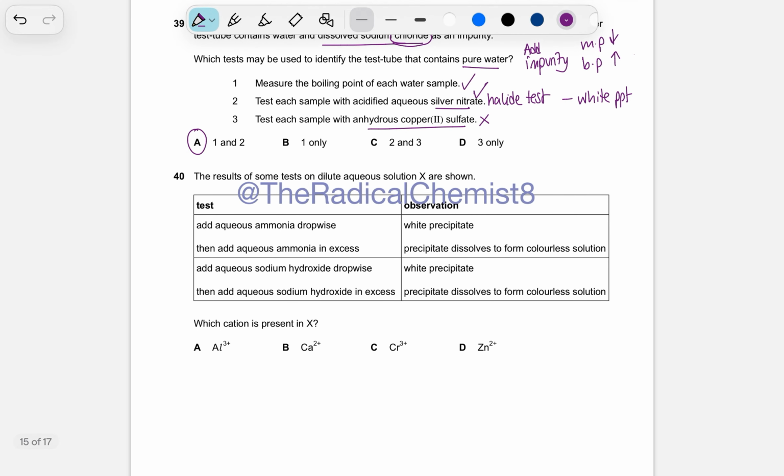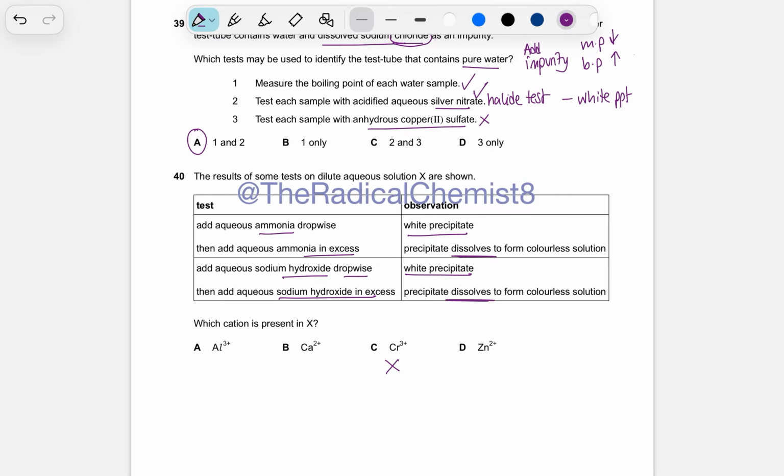And lastly, the results of some tests on dilute aqueous solution X are shown. So these are normally the qualitative analysis tests given in the paper 6. So it says which cation is present in X. So your tests are ammonia dropwise and in excess, sodium hydroxide dropwise and in excess. So the fact that you've got white precipitate rules out C because chromium is a transition metal. Transition metals normally give colored precipitates. And then it says in ammonia your precipitate's soluble in excess, and in sodium hydroxide it's also soluble in excess.